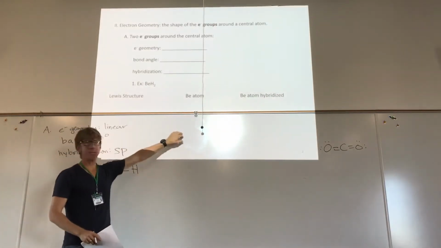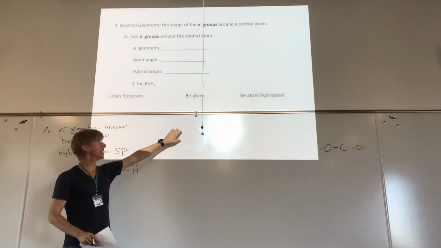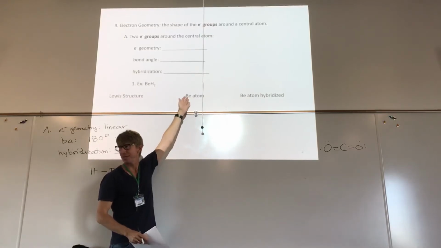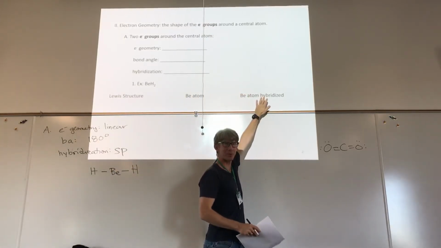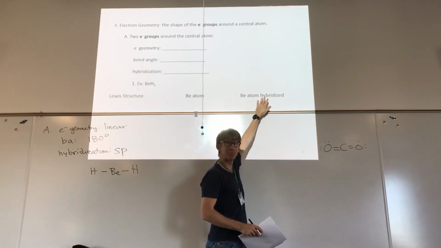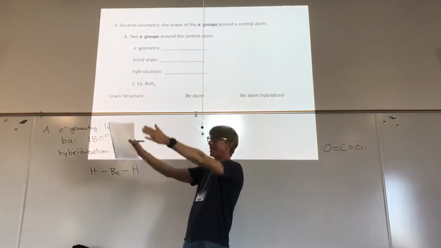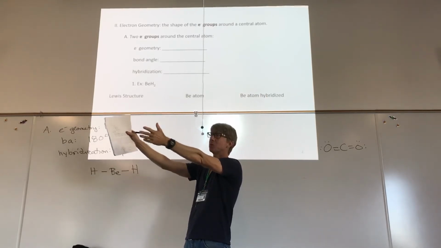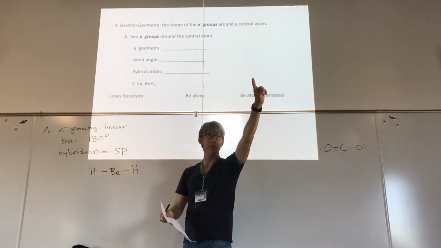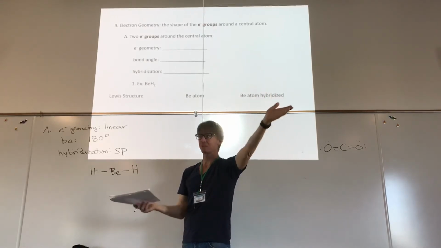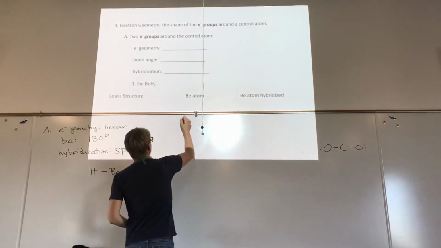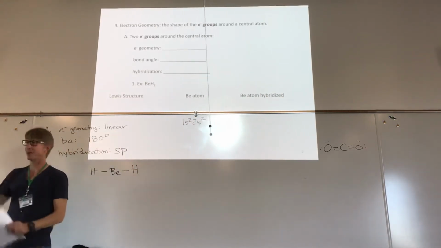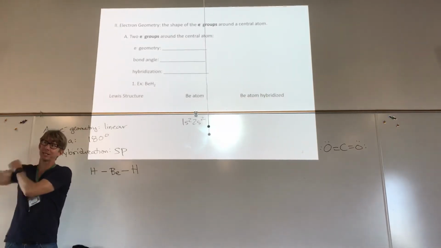Now here's what I'm going to do up here. I'm going to do the beryllium atom unhybridized, which just means it's a beryllium atom, and then the beryllium atom hybridized. The beryllium atom by itself has the same electron configuration we've done for beryllium atoms all along. Beryllium, 4 electrons, 1s2, 2s2. Same place we've always been. So nothing new there.